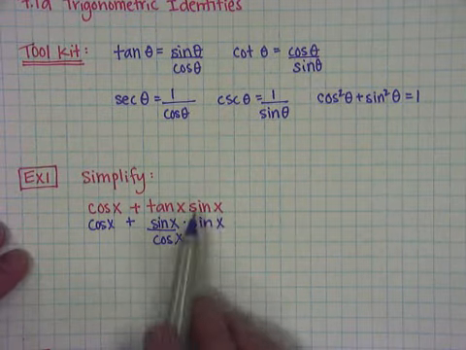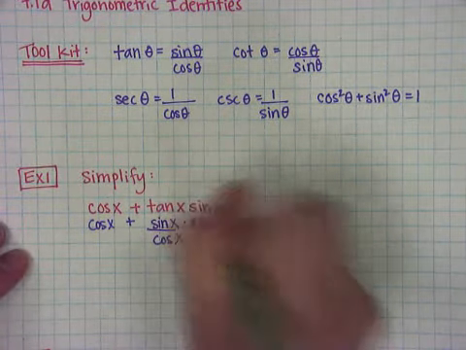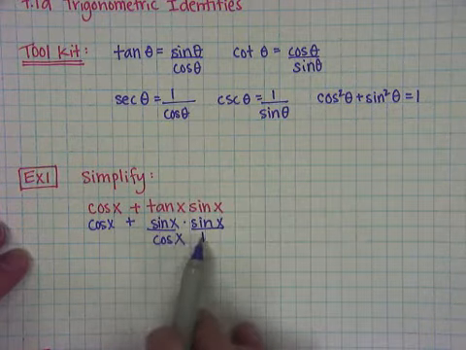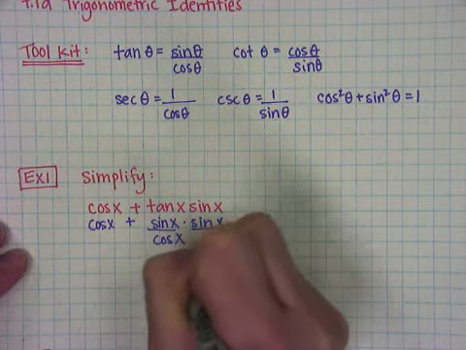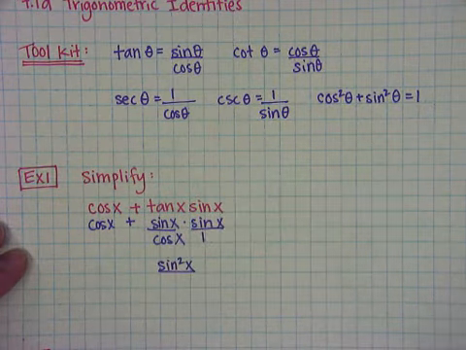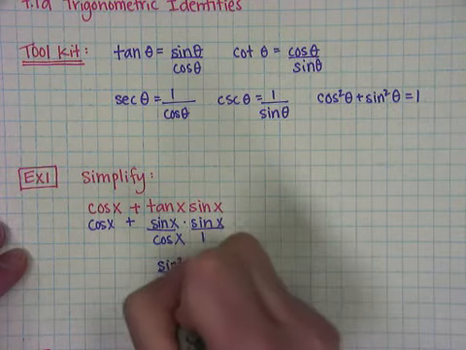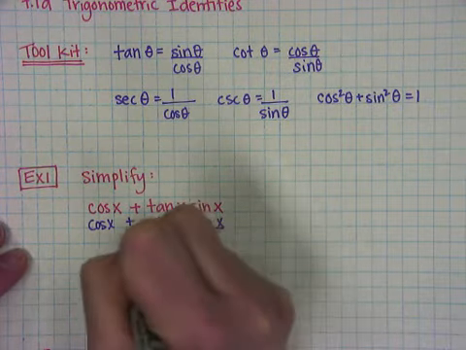So I look at the multiplication first. This sine x is over 1. And I know that when I multiply two fractions, I go top times top, bottom times bottom. So sine times sine is sine squared x, because something times itself is squared. Cosine of x times 1 is cosine of x.